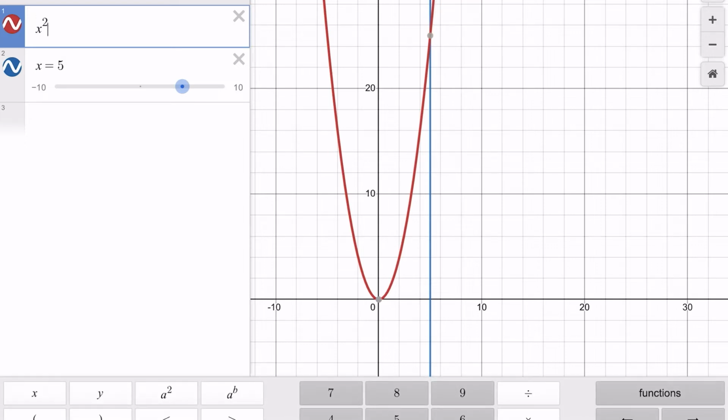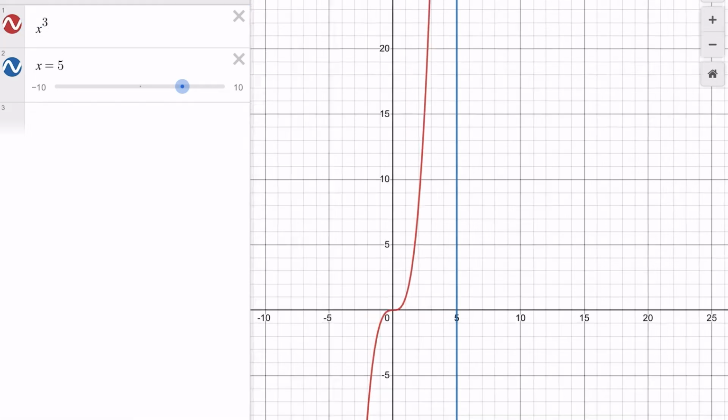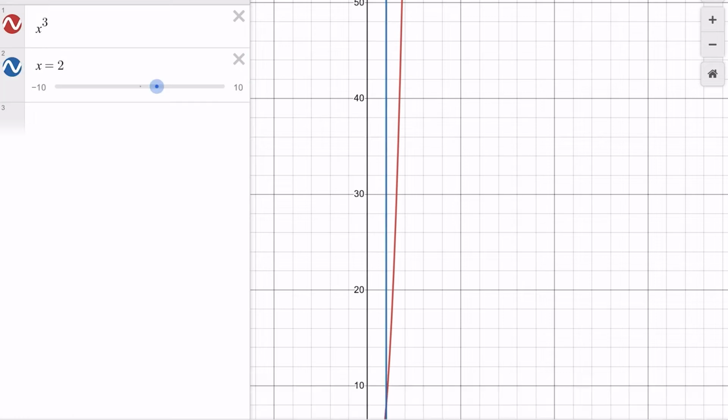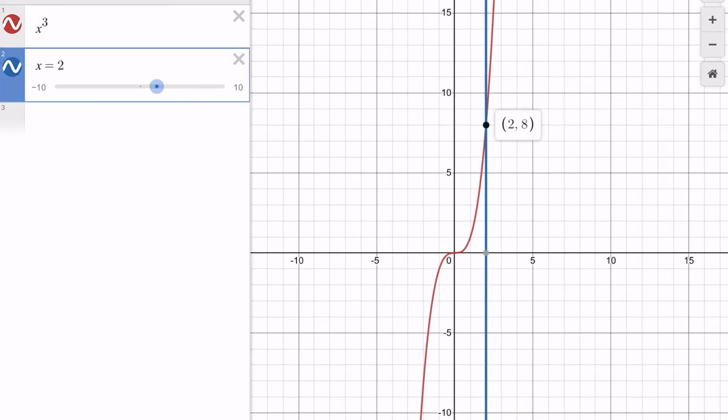X cubed is the most simple polynomial. Actually, no, f of x equals x is. But x cubed, that's an odd function. Let's drop our x value down to a bit lower so it's on my screen. X equals 2 gives a y value of 8. X equals minus 2 gives a y value of negative 8. And it's true for all values of x, that you get this rotational symmetry around the origin, 180-degree rotational symmetry.